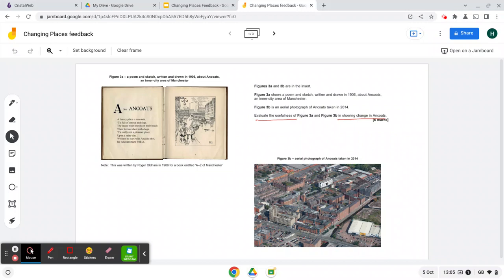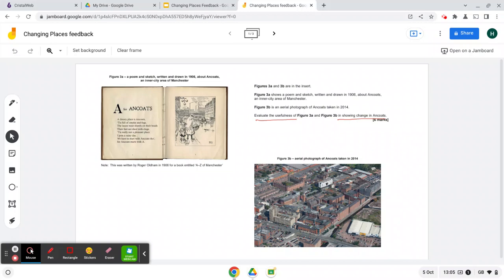Many of you have actually picked up quite a few marks by using the resource and making some link to it being useful at showing either the lived experience, or you might have implied it shows some change. To get into level 2, so that's 4 to 6 marks, you must focus on its usefulness in showing change. One way you can do this is to evaluate them individually first.